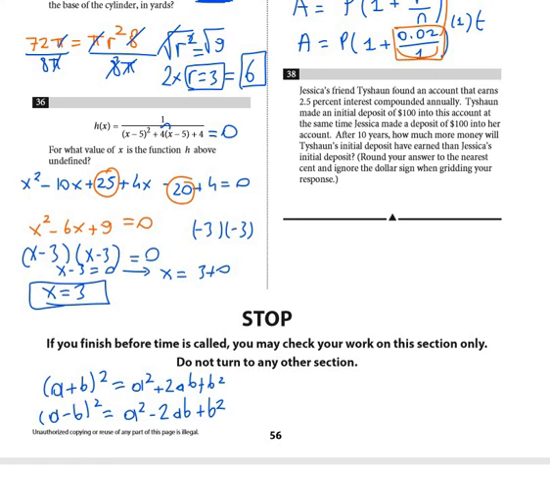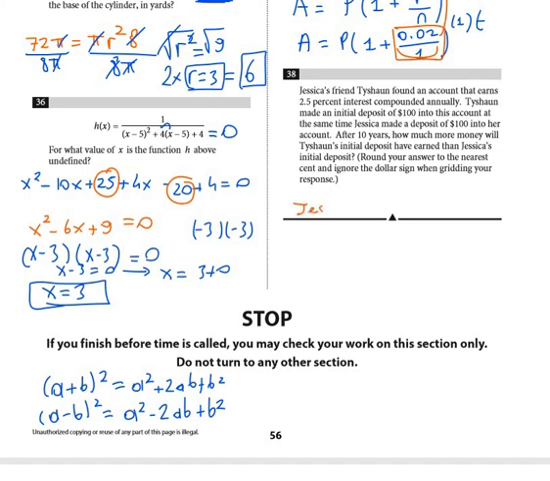Jessica's friend, Taishun, found an account that earns 2.5% interest compounded annually. Taishun made an initial deposit of $100 into this account. At the same time, Jessica made a deposit of $100 into her account. After 10 years, how much more money will Taishun's initial deposit have earned than Jessica's initial deposit? Round your answer to the nearest cent and ignore the dollar sign when grading your response.